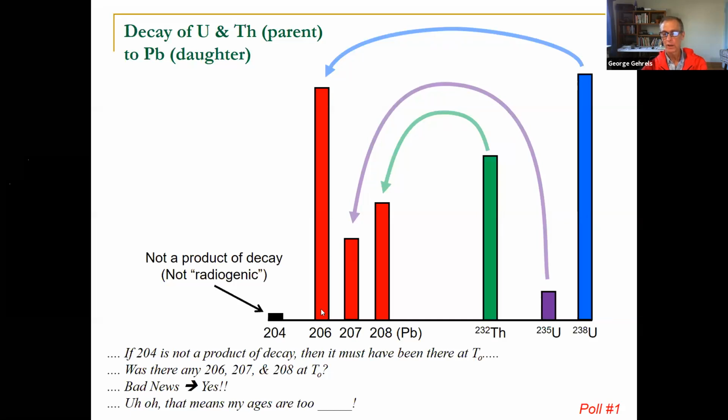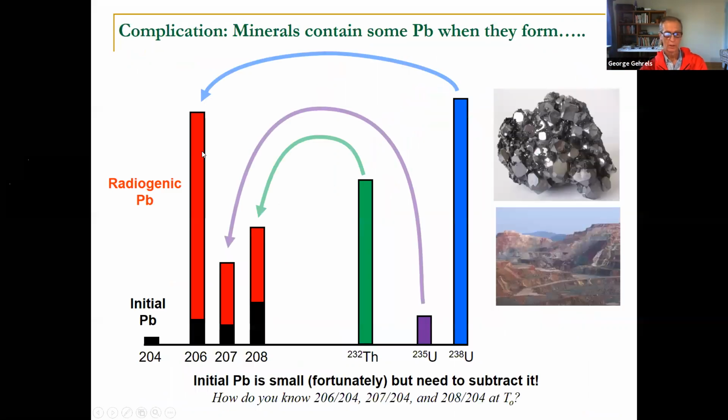So if you don't subtract out that black 206 and you instead use that whole red bar, you're going to have a lot of 206 relative to 238. You're going to calculate an age, and that's going to be too old. If you were to subtract out that black 206, the initial 206, then your age would be a little bit younger. So the answer is that your age is going to be too old. So you have to do this 204 correction. You have to subtract out this common lead from that analysis.